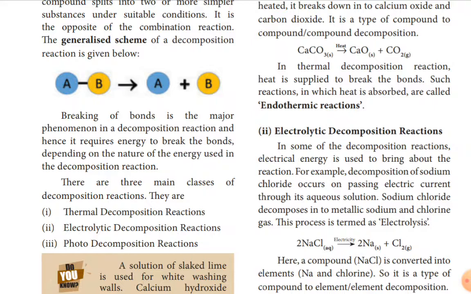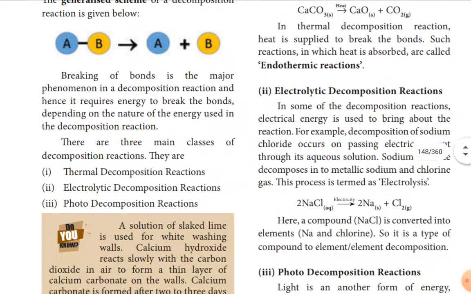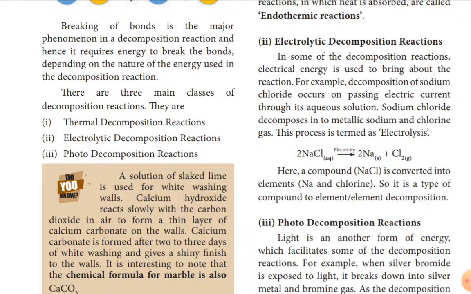If you keep two electrodes in the aqueous solution of sodium chloride and pass electricity, what will happen? It is going to decompose into sodium and chlorine. Sodium, as Na+, is attracted to the cathode, and Cl2 passes through the anode. So it decomposes into sodium and chlorine gas. Here sodium chloride is converted into the elements sodium and chlorine, so it is a compound to element type of reaction. This compound decomposed by getting energy from electricity and produced two elements.